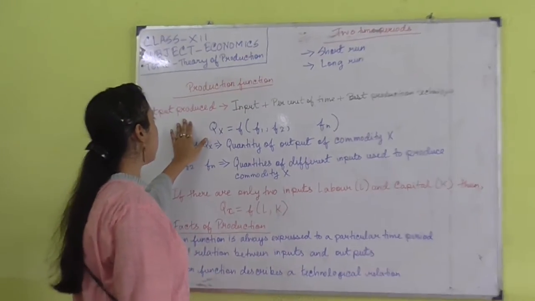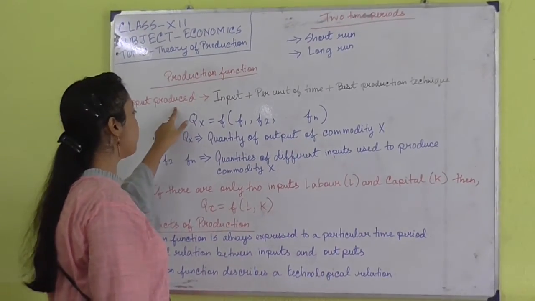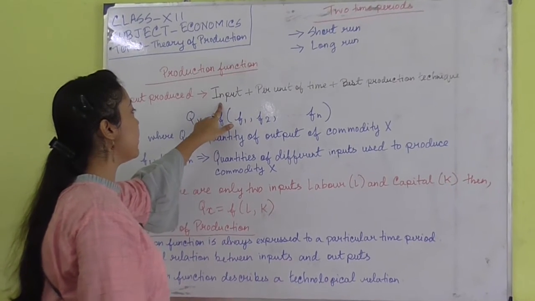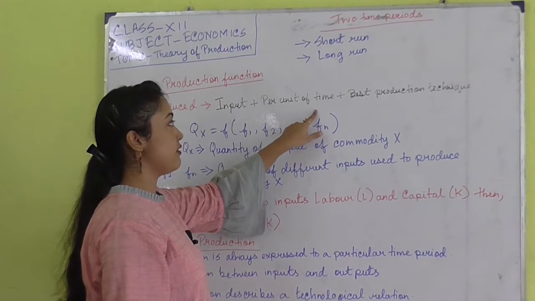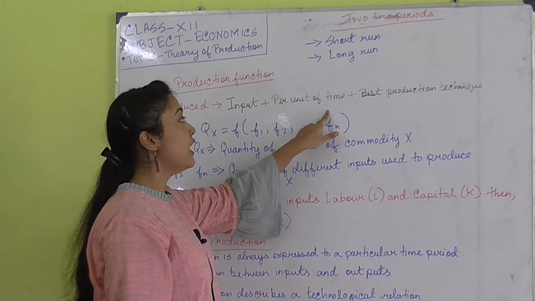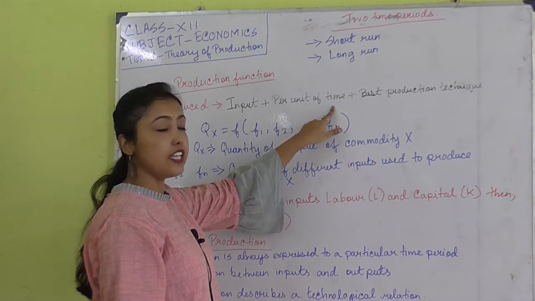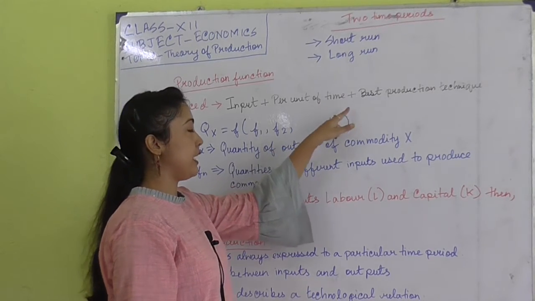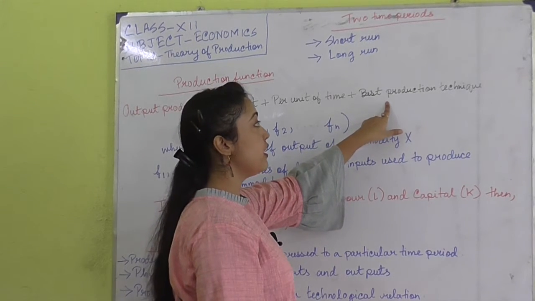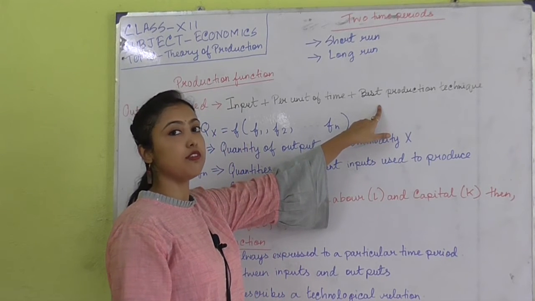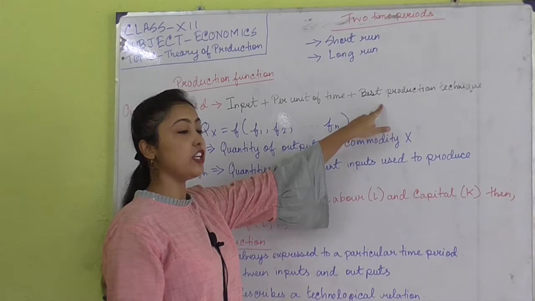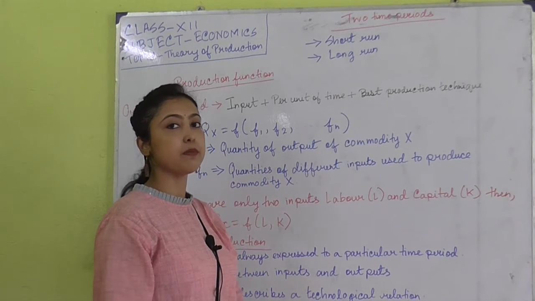Now what is the quantity of output produced? The quantity of output produced is basically dependent on the input used in the production process per unit of time. The per unit of time may be a day, month, year, it could be anything, with the best production technique used. The output produced is dependent on the production technique being followed during the production process.